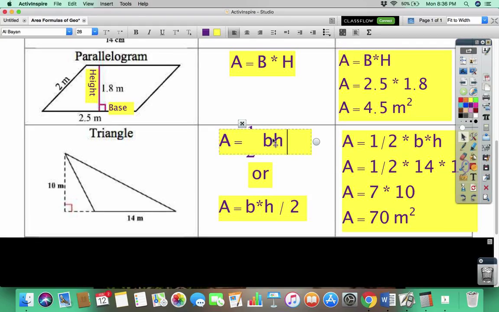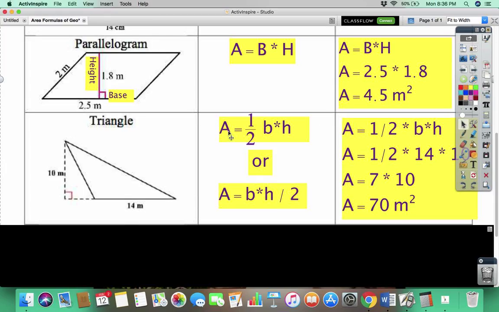If it makes you feel better, though, we can put it in there. There we go. So the area is equal to half of the base times the height, or you can say the area is equal to the base times the height, and then you divide everything by 2. So my trick to help you remember is if it starts with a T, it's divided by 2. So that means the triangle starts with a T, so you divide by 2.